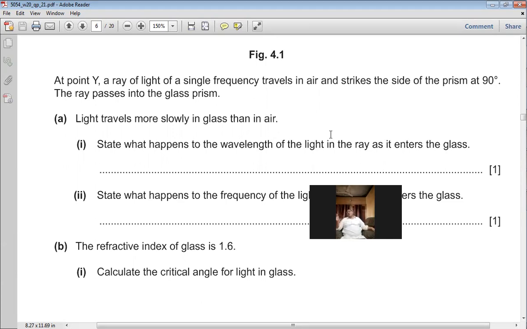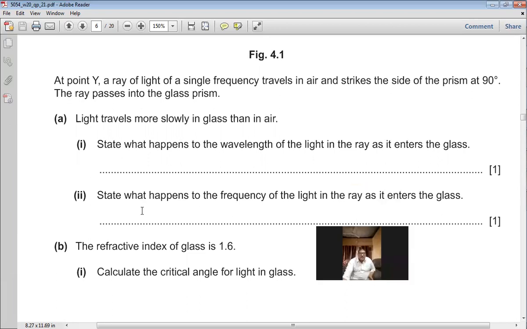So what happens to the wavelength of the light in the ray as it enters the glass? The wavelength will decrease because the speed will decrease. You don't have to write the reason in the answer, that is for us only. So in the answer, you only have to write that the wavelength will decrease. The next part asks, state what happens to the frequency of the light in the ray as it enters the glass. You see, the frequency of the light will not change. When it enters from air into glass or from glass to air, the frequency of the wave does not change.